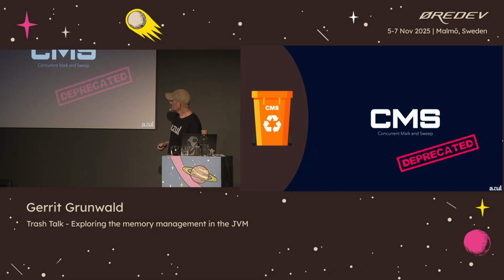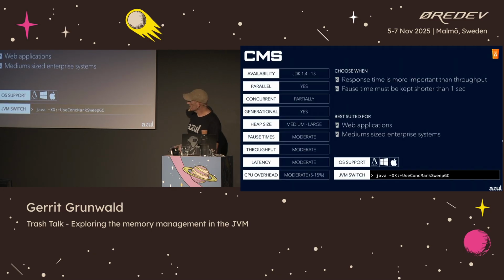CMS, concurrent mark and sweep. That was the first one that was partially concurrent. Is someone on JDK 11 still, or 8, or below? Nobody? Good, because then you can't use it anymore. This is deprecated, I think, in JDK 9, and it was removed in JDK 13, so it's not available in the JDK anymore. But it was a good collector because it was also the first one where they could more or less guarantee the pauses won't be longer than 1 second, which was not possible with the other ones.